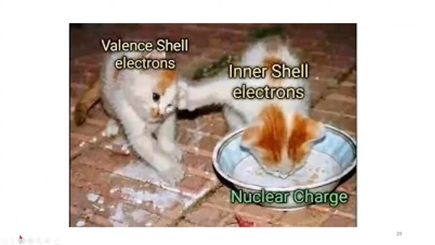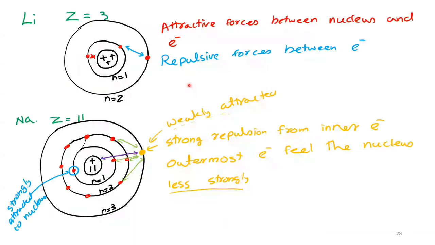Think like this milk bowl is the nucleus, and this first cat is like the inner shell electrons. So the inner shell electrons are actually pushing away the outermost electrons, which we are calling the valence shell. So this yellow one, you can see it's in the outermost shell, the outermost level. And this electron is being pushed away by all the inner electrons. So the outermost one is less attracted towards the nucleus. In other words, it is loosely held.